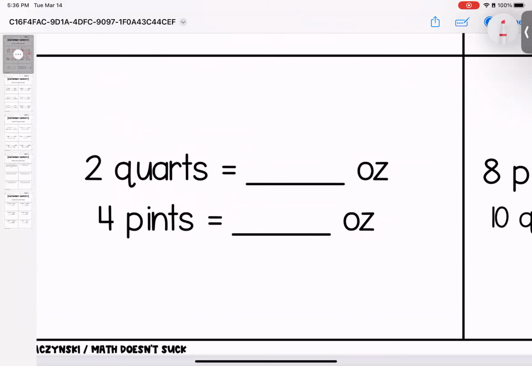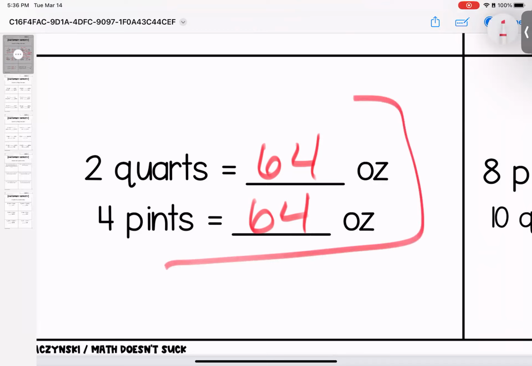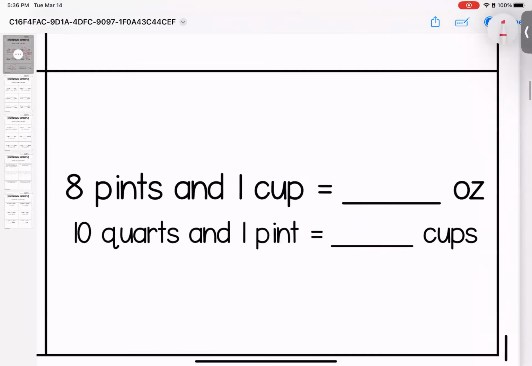Quarts to ounces. I have to do quarts to cups first and then cups to ounces. I end up with 64 ounces. 4 pints to ounces, that is also 64 ounces. And I know that because I know that there are 2 pints in every quart. So these are equivalent in amount.